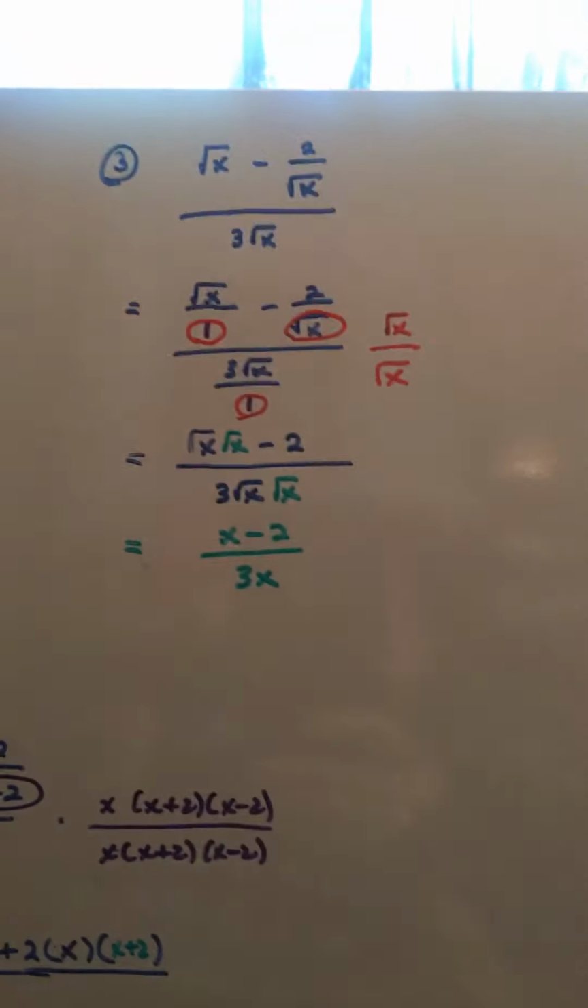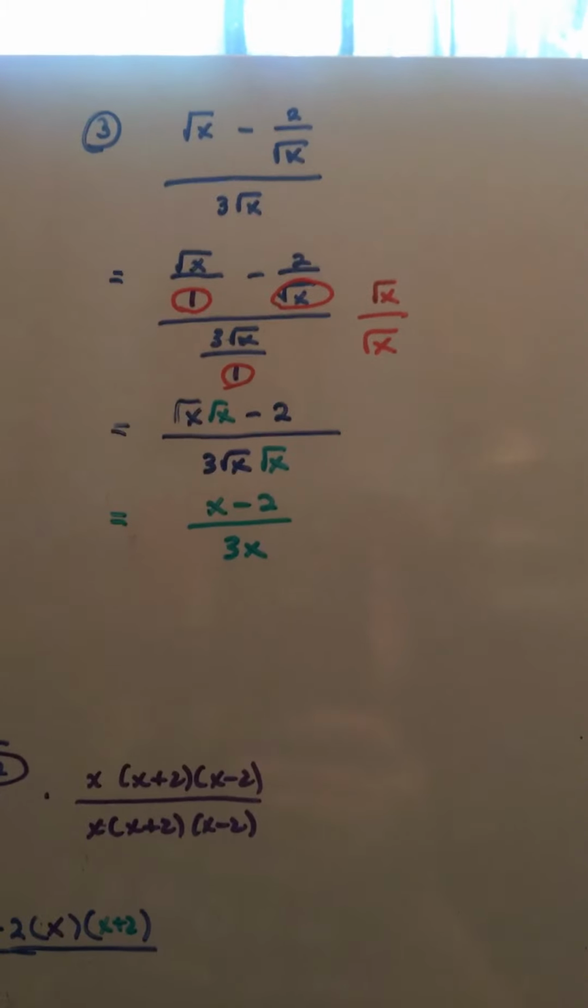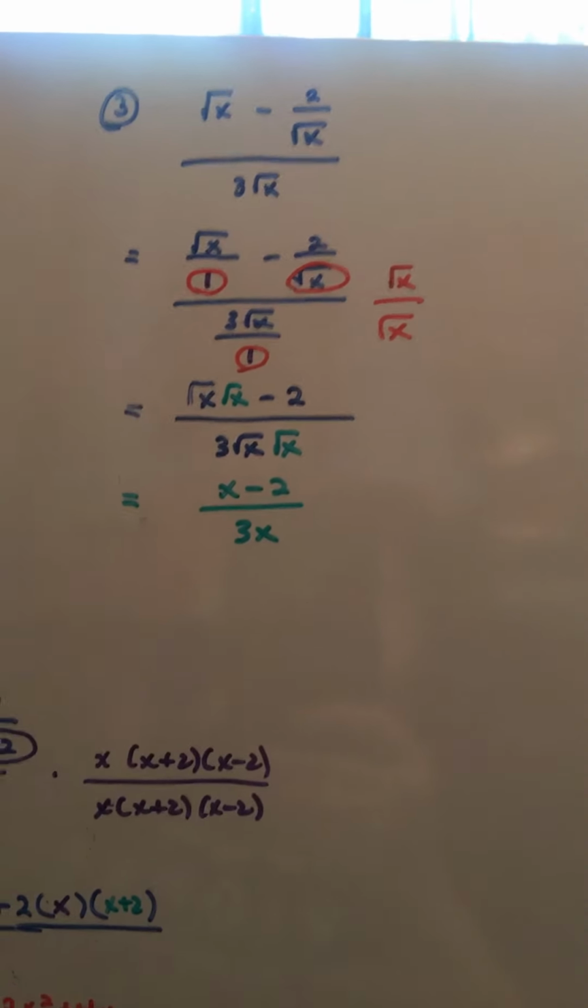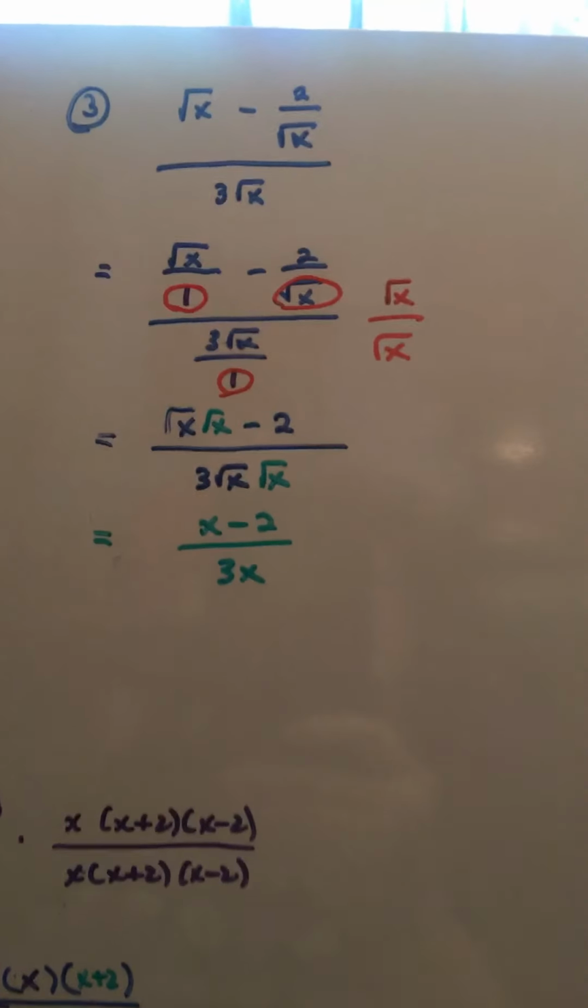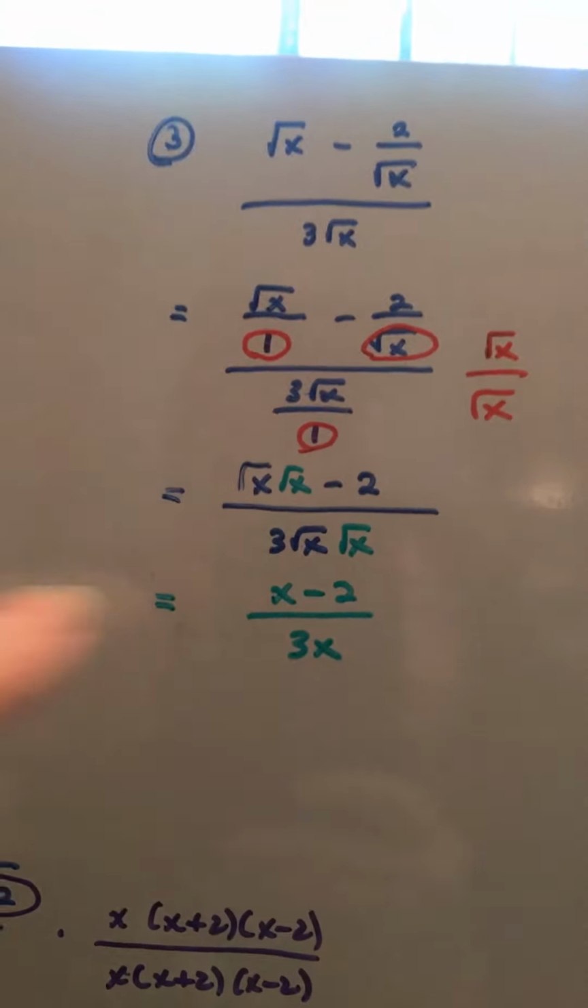Next problem. I see radicals. I don't get hysterical. I put in the over ones. I know I should have said plus a negative. It won't kill us because there's not any binomials present. When they're all monomials, it doesn't matter.